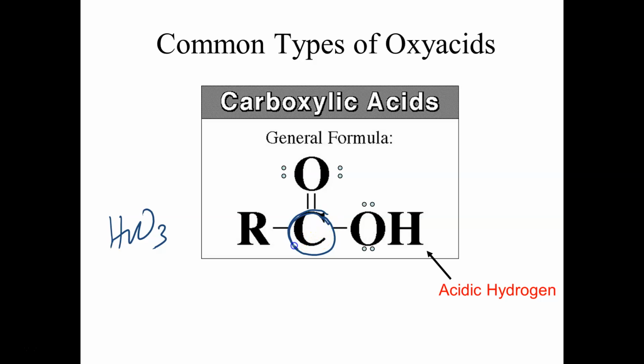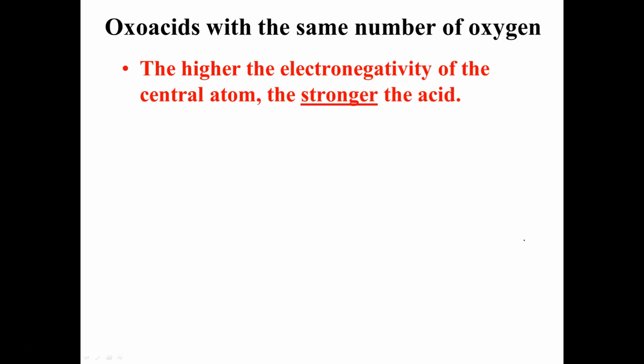But the electronegativity of this central atom affects this bond right here. The electronegativity of carbon, or whatever it is, affects how strongly this hydrogen is bonded to oxygen. If this has a really high electronegativity, it's like trying to pull electrons in from everywhere. So if it's pulling electrons in from everywhere, it weakens this bond right there, allowing the hydrogen to be dissociated and donated easier. So let's take a look at a couple examples here.